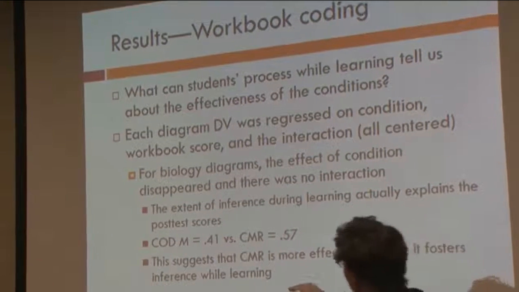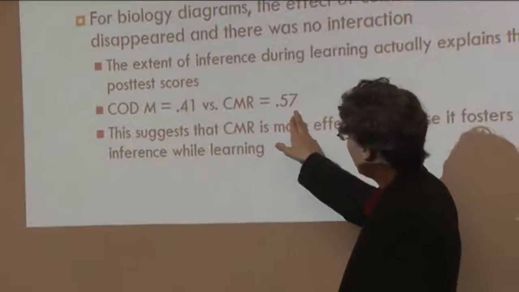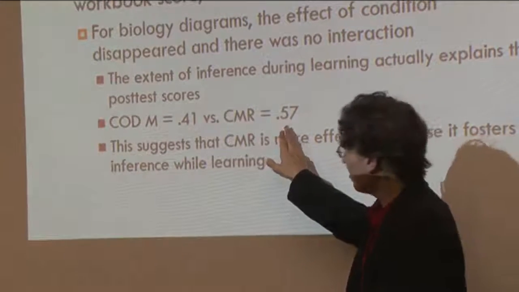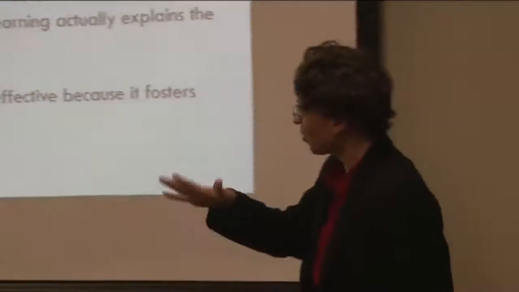When you look at the workbook coding, it looks like the CMR, they were scoring higher on this inference coding. In other words, maybe the reason why this coordinating multiple representations is slightly better than the conventions of diagrams is because it's getting them to draw inferences. That didn't apply to the geology diagrams, which may sort of explain.